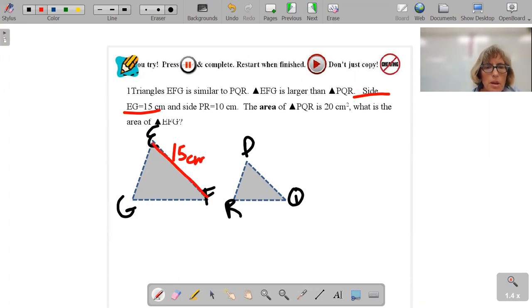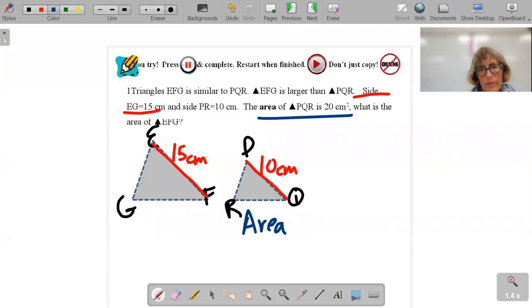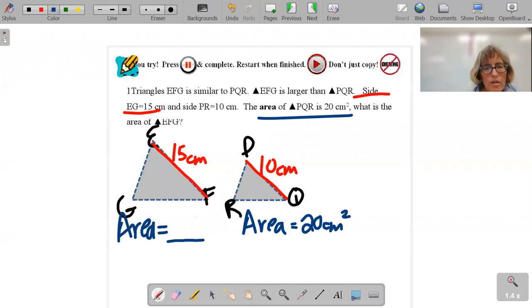Make sure you set this up correctly. Watch what's changing here. The area of PQR is 20 cm squared. What is the area of EFG? Pause. Solve.